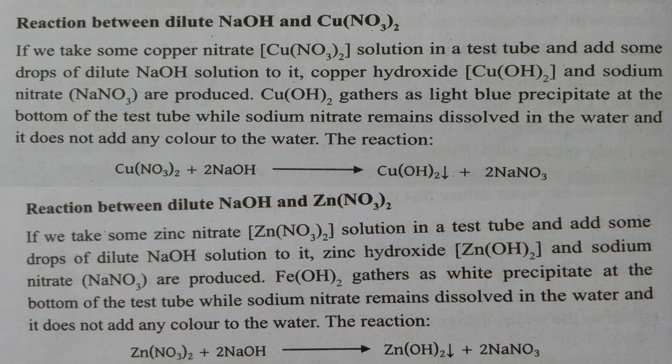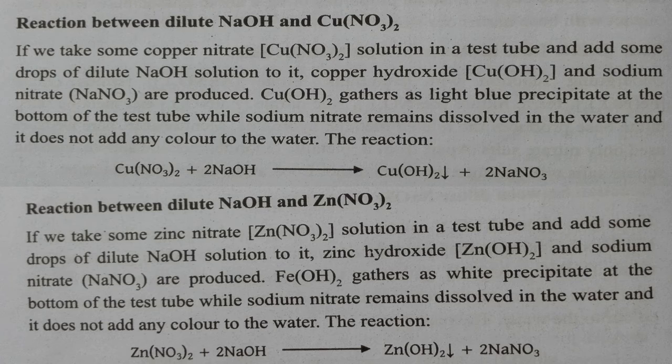Reaction between dilute sodium hydroxide and copper nitrate. If we take some copper nitrate solution in a test tube and add some drops of dilute sodium hydroxide solution to it, copper hydroxide and sodium nitrate are produced. Copper hydroxide gathers as light blue precipitate at the bottom of the test tube, while sodium nitrate remains dissolved in the water and it does not add any color to the water.